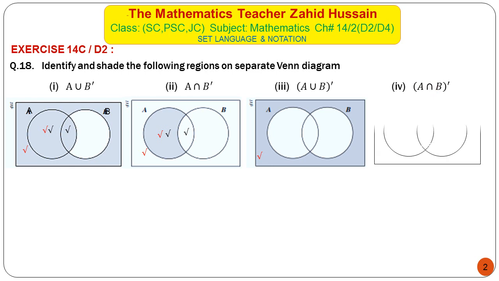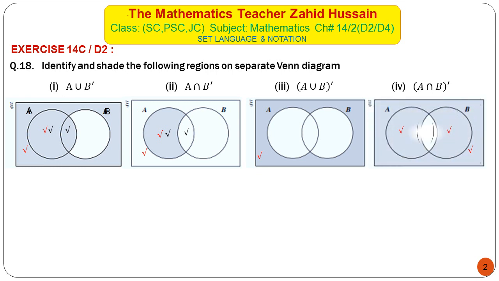A intersection B complement. Now A intersection B is this region. Its complement is this region and this region. These three regions belong to A intersection B complement, the region which does not belong to A intersection B. A intersection B is this region, and because it's complement, it means the region outside this one. It is this and this. So we will shade this and this, like this.